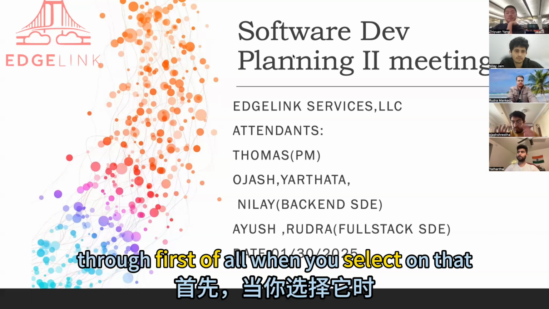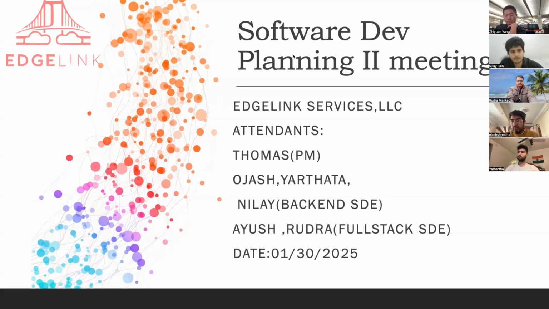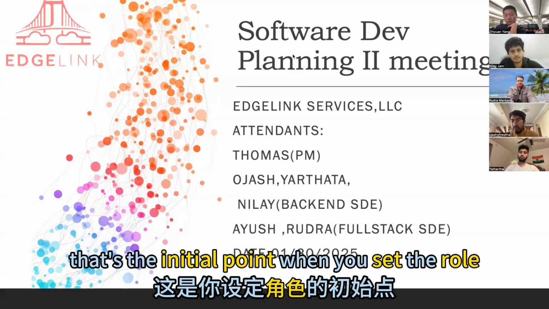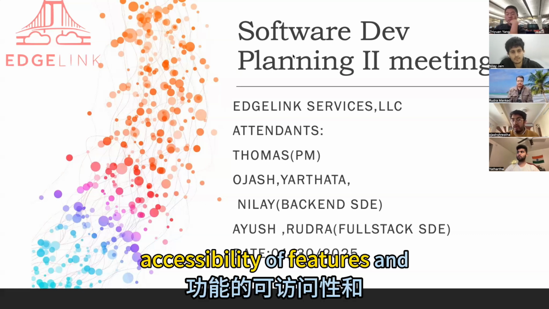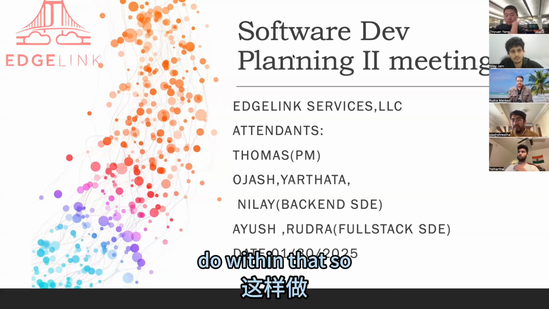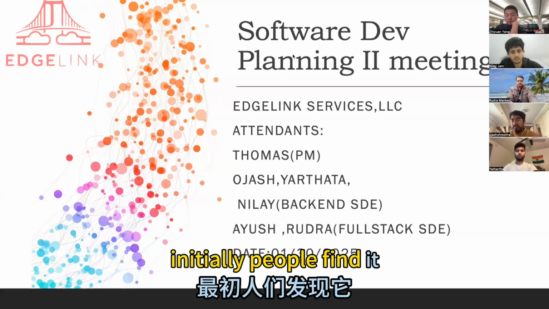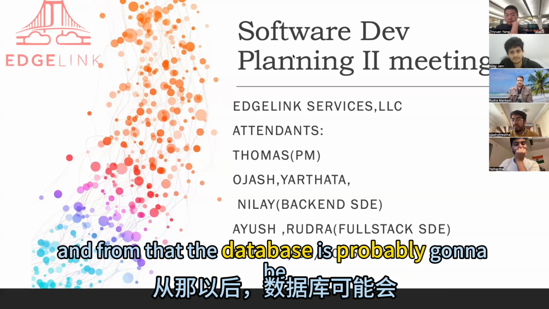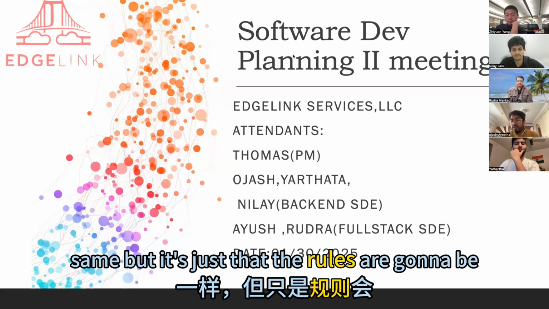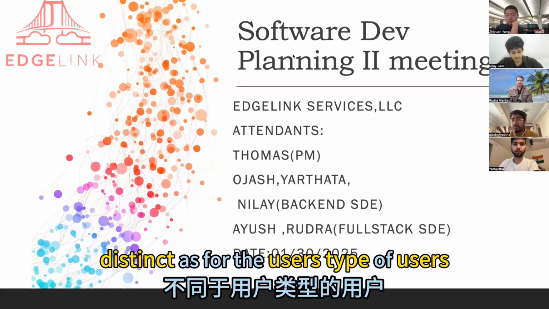When you select that, it sets the role of the user. That's the initial point where you set the role, and with a specific role, we are going to allow accessibility of features and what functionalities they are allowed to use. The prime idea would be making sure people find it very easy to switch into whatever they are choosing. The database is probably going to be the same, but the roles are going to be distinct as per the type of users.